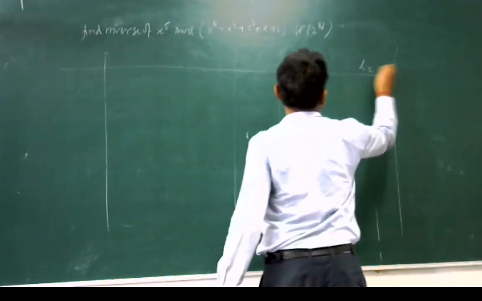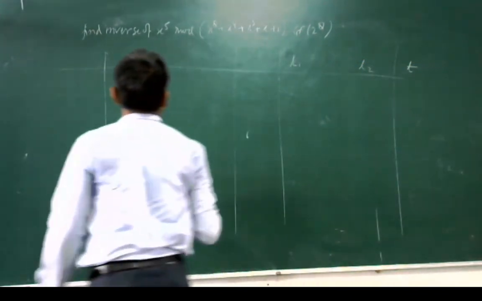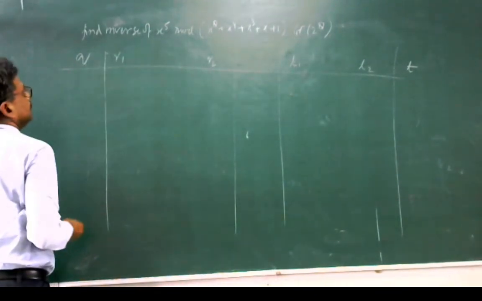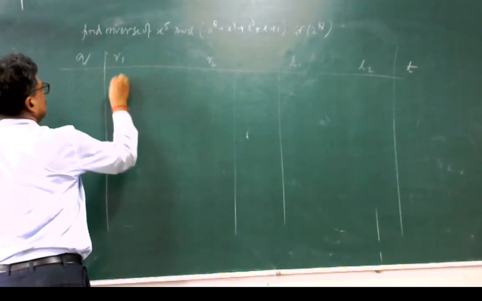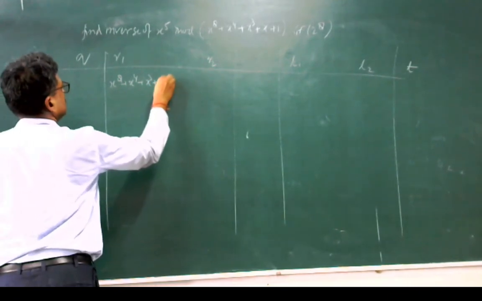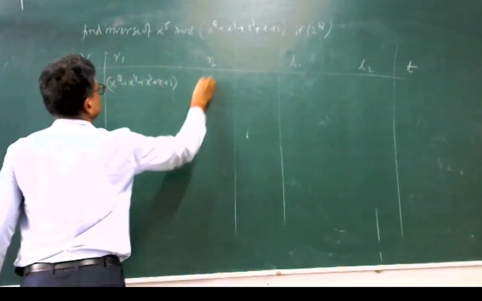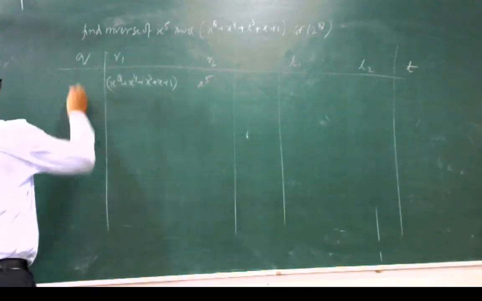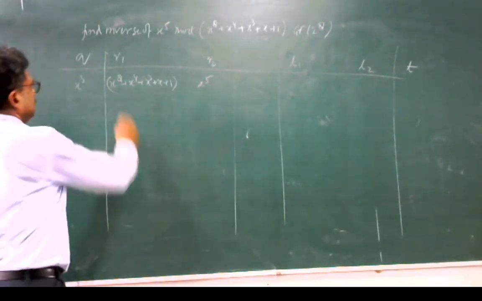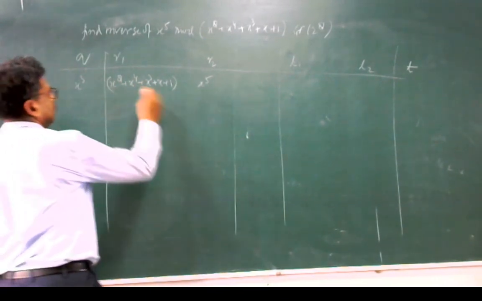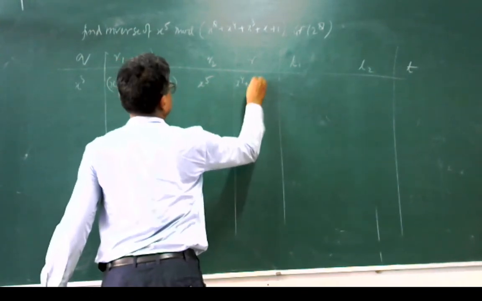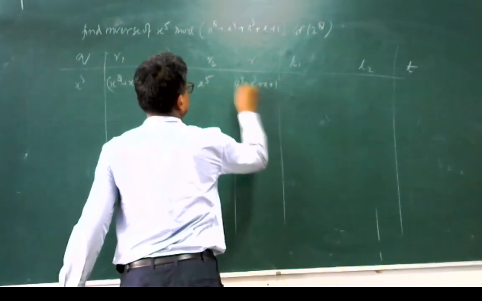T1, T2, T, R1, R2, Q. x to the power 8 plus x to the power 4 plus x cube plus x plus 1, x to the power 5. It will go x to the power 3 times. If it will go x to the power 3 times, this will cancel out and you will be left with R, x to the power 4 plus x to the power 3 plus x plus 1.